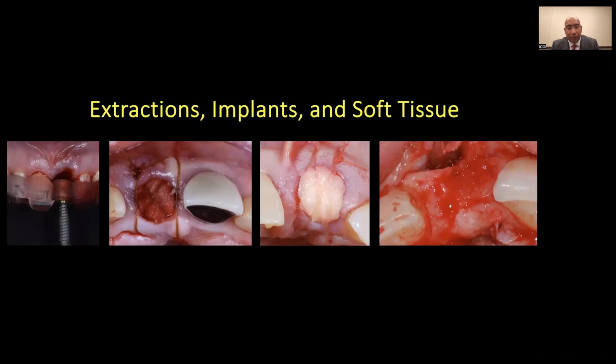Implant surgery also comes with a decision that we have to make. Do we do it flaplessly or do we reflect a flap? Should we use a guide or not? So these are some things that we really need to talk about if we're taking out teeth and putting in an implant at the same time.